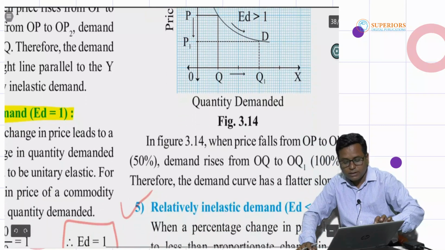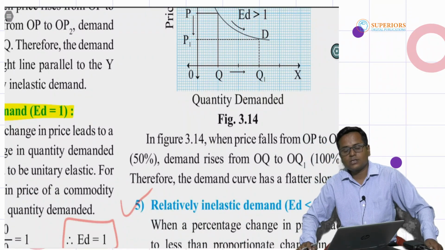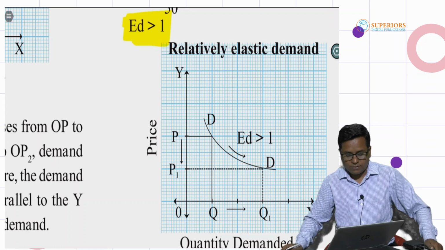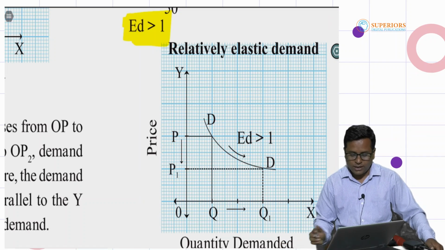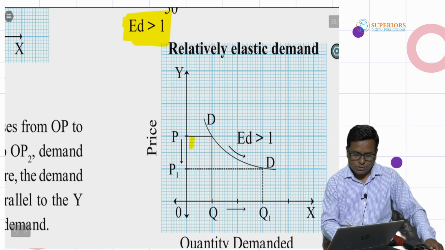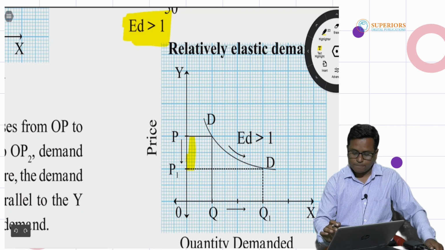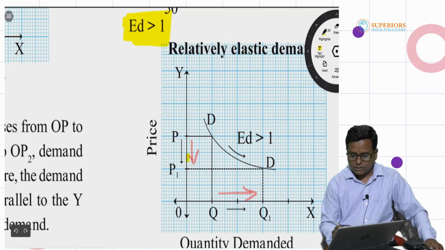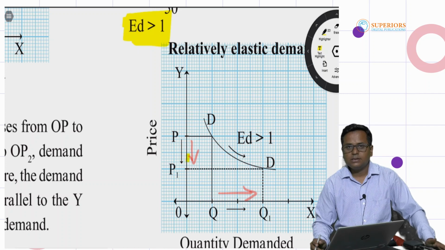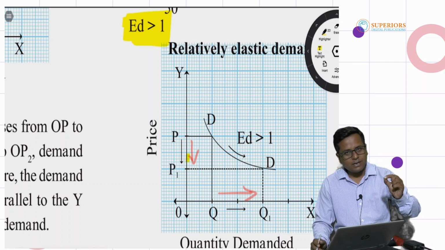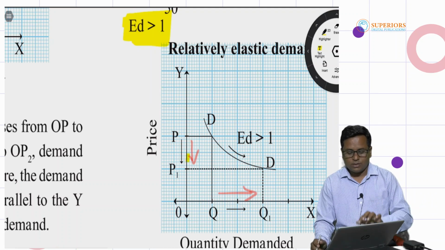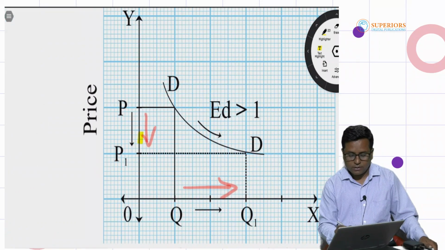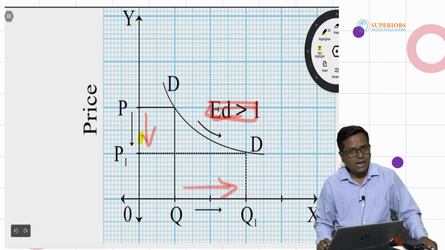And what about the demand curve? Demand curve has a flatter slope as shown in this graph. This is the flatter demand curve sloping downwards from left to right. It is showing us a smaller change in price, but a larger change in quantity demanded. Okay, kimtit zalela badal kami hai, parantu demand madhe zalela change jast hai. So the demand curve will be flatter like this. This is the flat demand curve. The numerical value is greater than 1.